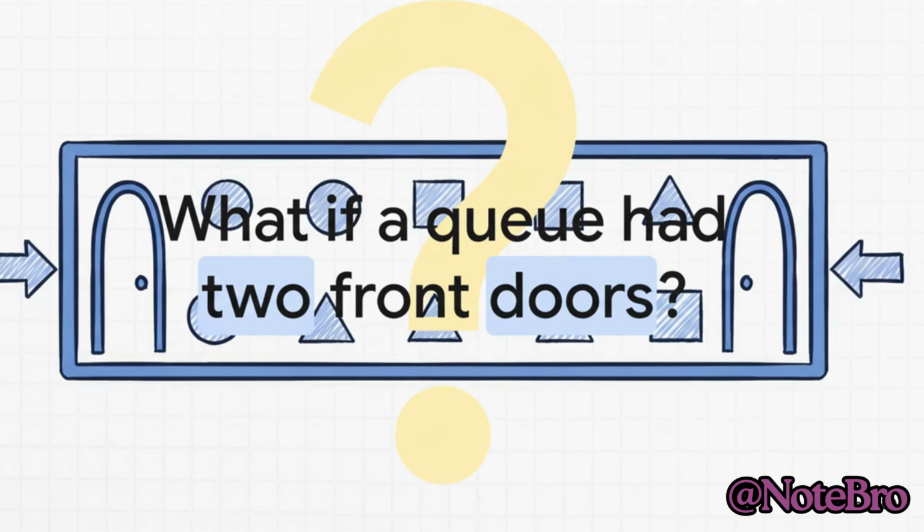Okay, let's start with a little thought experiment. You know how a normal queue works, right? It's like a line at a coffee shop. You get in at the back, you leave from the front. Simple. But what if that line had two front doors? What if you could just as easily join or leave from either end? That one simple change is the entire key to understanding what a Deque is all about.